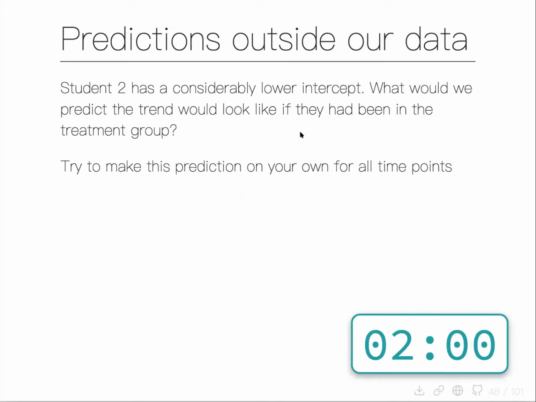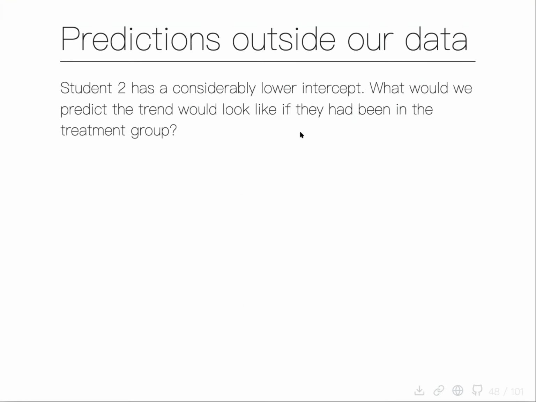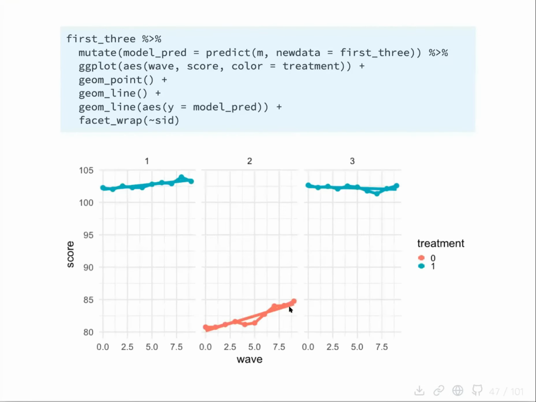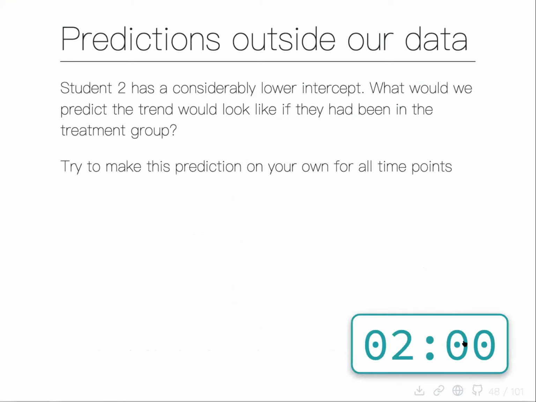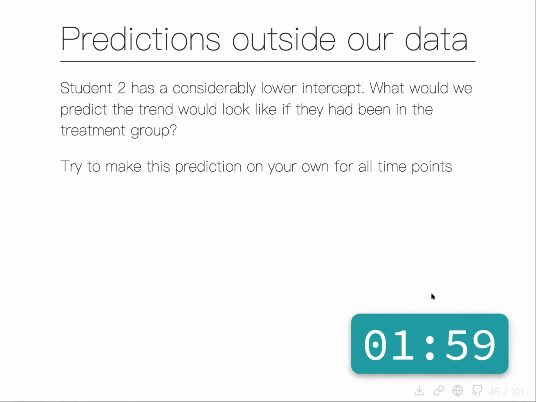So try to make this prediction on your own. Basically, this is what the observed looks like. How are we going to create a prediction for that student had they been in the treatment group? So instead of treatment equal to zero, treatment was equal to one. Go ahead and try to do that. If you're not successful, that's okay, we'll go through it. But just see if you can figure it out.